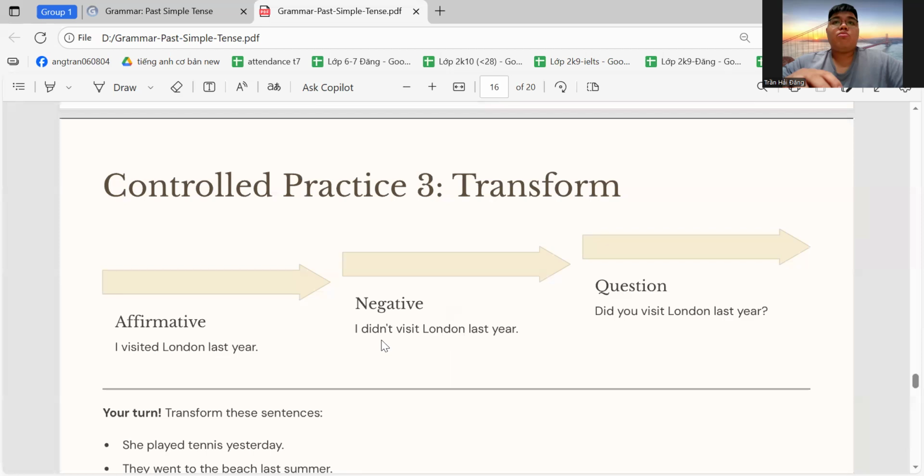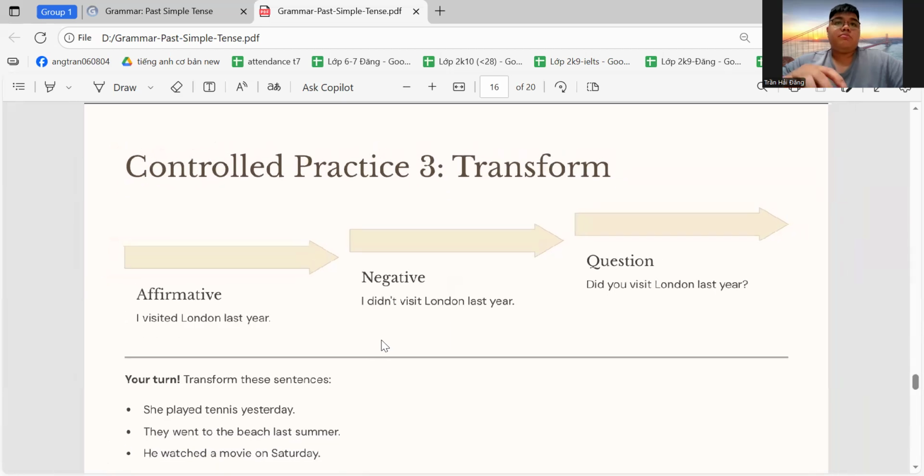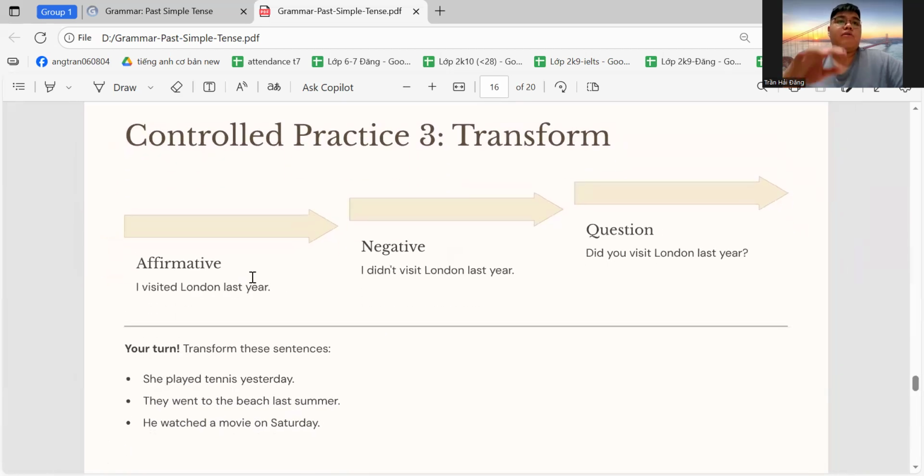Okay, so now we will transform from the affirmative to the negative and the question. Do you understand? So I will transform from what? Yes, from affirmative to negative and question.